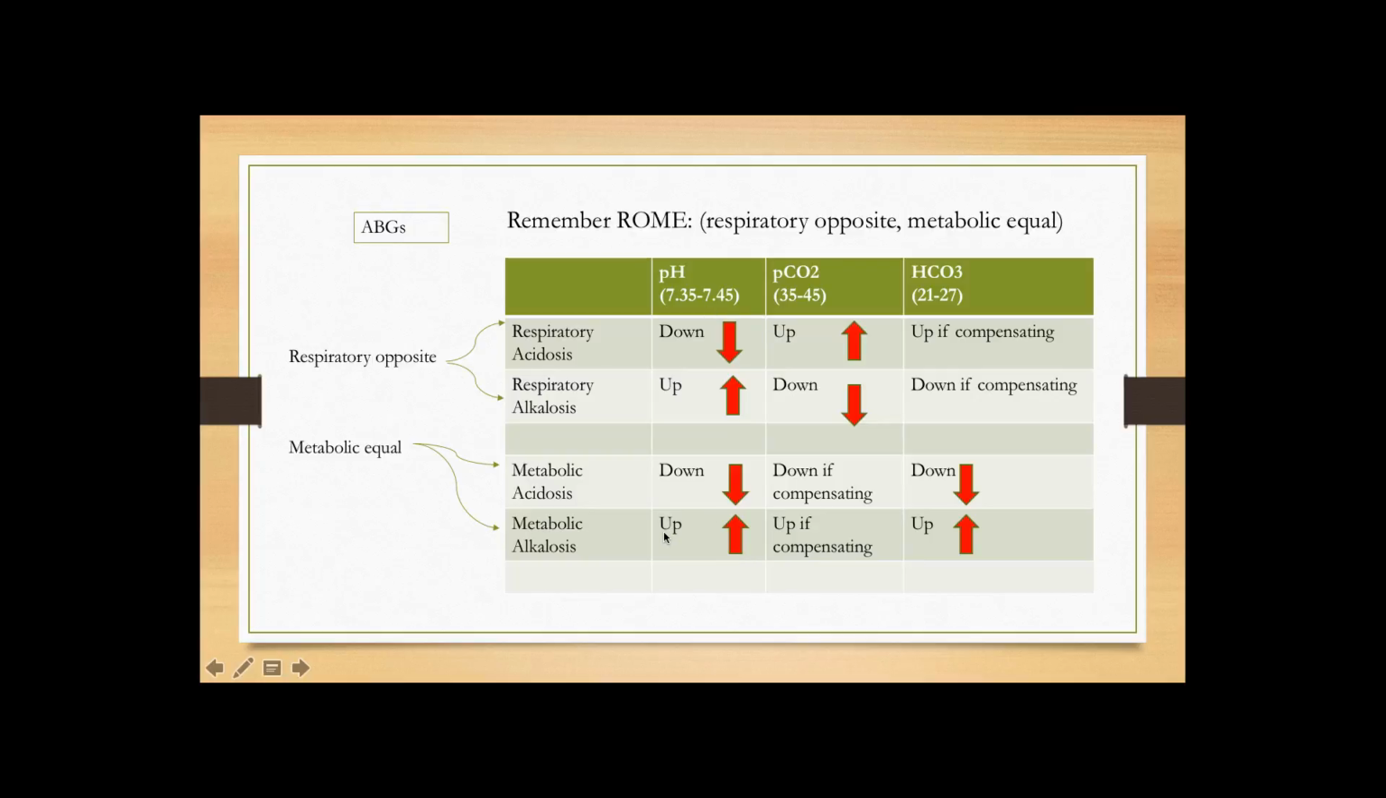Become very familiar with it because it will come again and again. So respiratory acidosis is going to be opposite: pH down, PCO2 up. Alkalosis: pH up, PCO2 down. You will look for PCO2 values because bicarb is going to be either normal or different if they are trying to compensate. And in metabolic acidosis or alkalosis, things are going to go in the same direction, or equal.